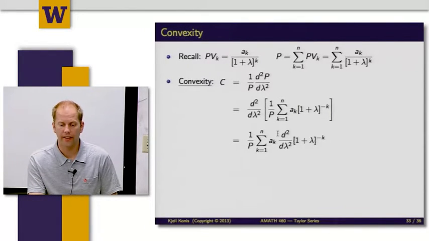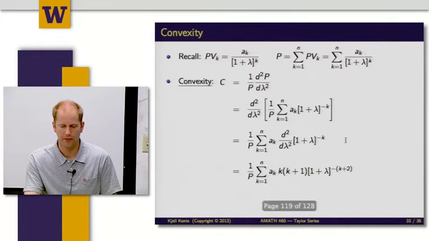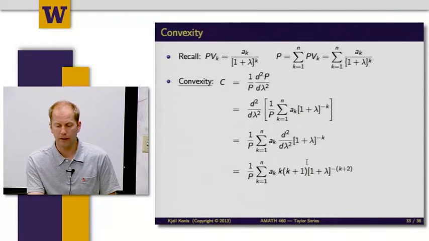And then the only thing that has a lambda in it is this term here. So I'm going to move my derivative operator across the 1 over p and then across the sum. So we have this linearity property, remember. So the derivative of a sum is the sum of the derivatives.